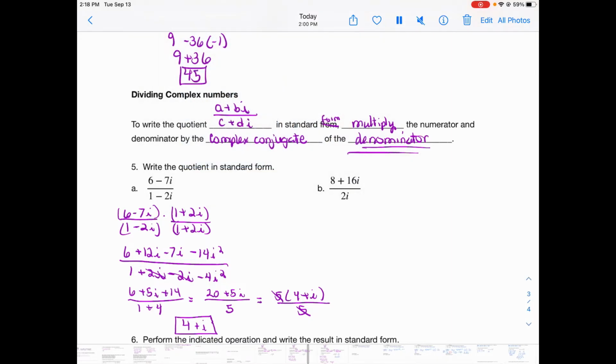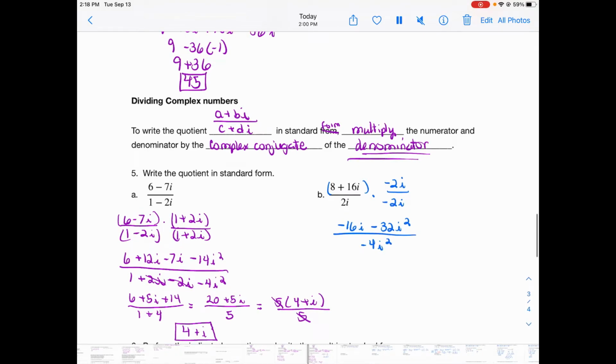Okay, I'm going to pause and let you do B. So as you can see, the complex conjugate this time is just -2i because it's considered 0 plus 2i and 0 minus 2i, because we just don't write the 0. So I'm just going to use the distributive property on the top, and then I'm going to multiply the two bottom together. Replace my i squares with -1, of course.